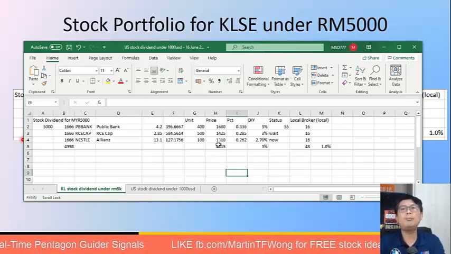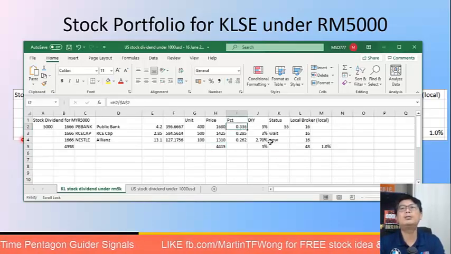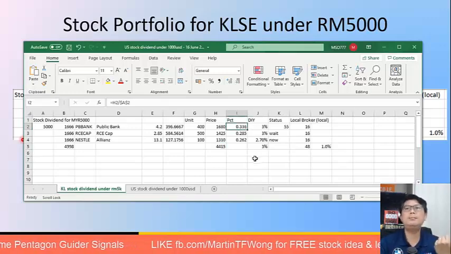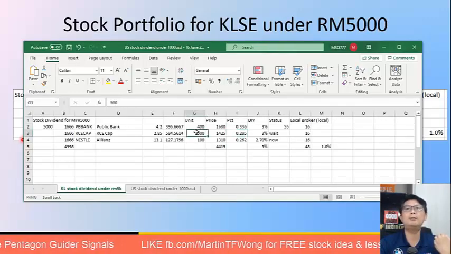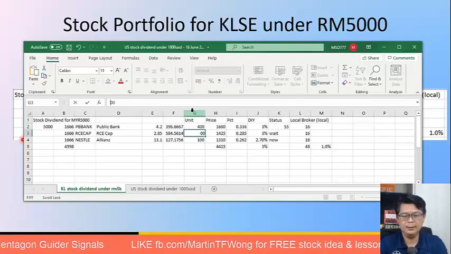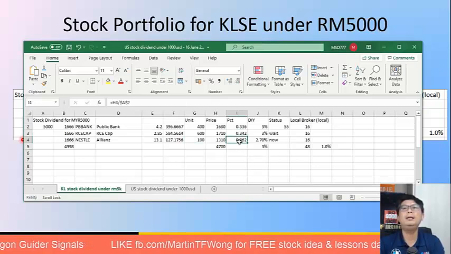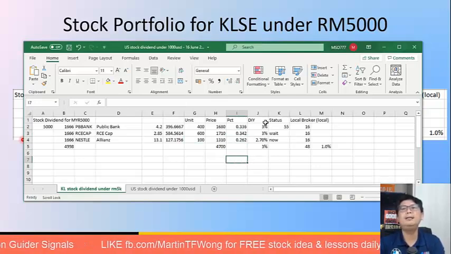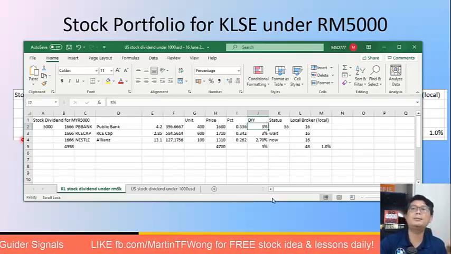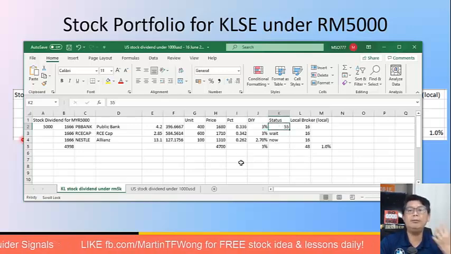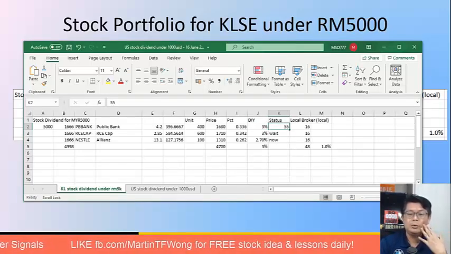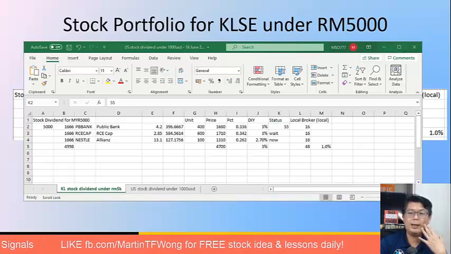Okay, so from here you get 4,400. So you look from the percentage, 33%, 28%. Of course, this one maybe we switch it to 600 shares. Okay, that's 34, and this one will be 26% in here. The dividend is about, I just sort of round it up to 3% in here. And the status, okay, let's look at when to buy. So we turn on to our Pentagon Guider here.